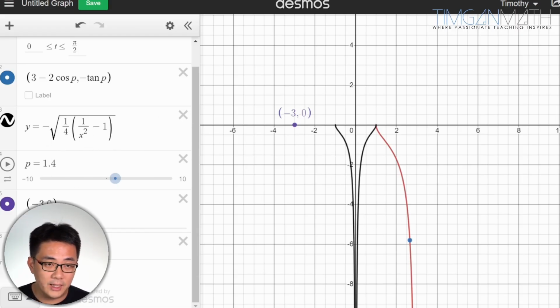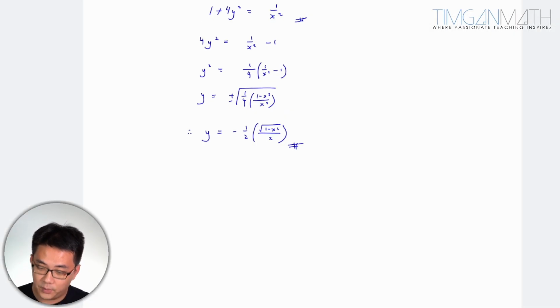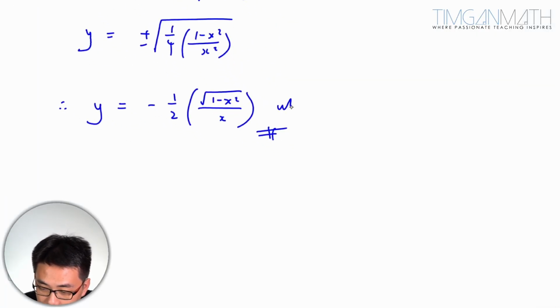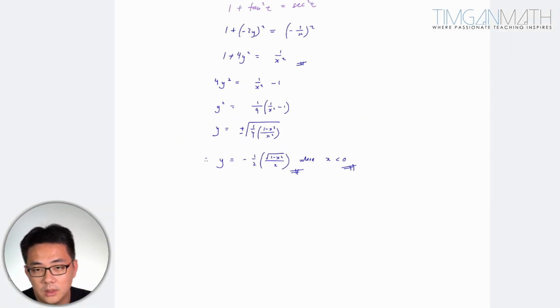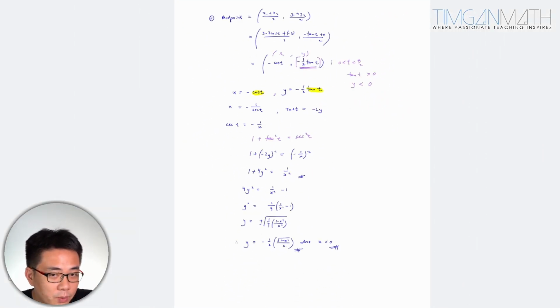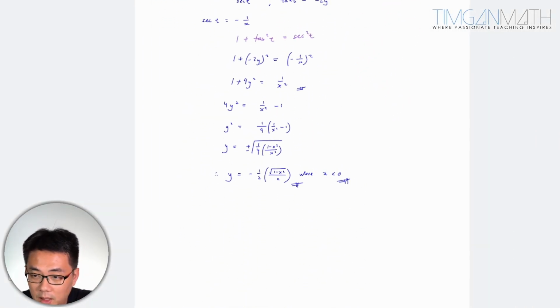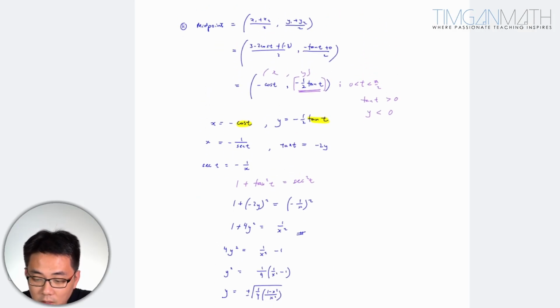So how do we decide that? We can just put x where x is less than 0. This is important, but I don't think they want it to be so specific. This will be an answer. Yeah, any questions or comments, please keep practicing, and I'll see you in the next question.